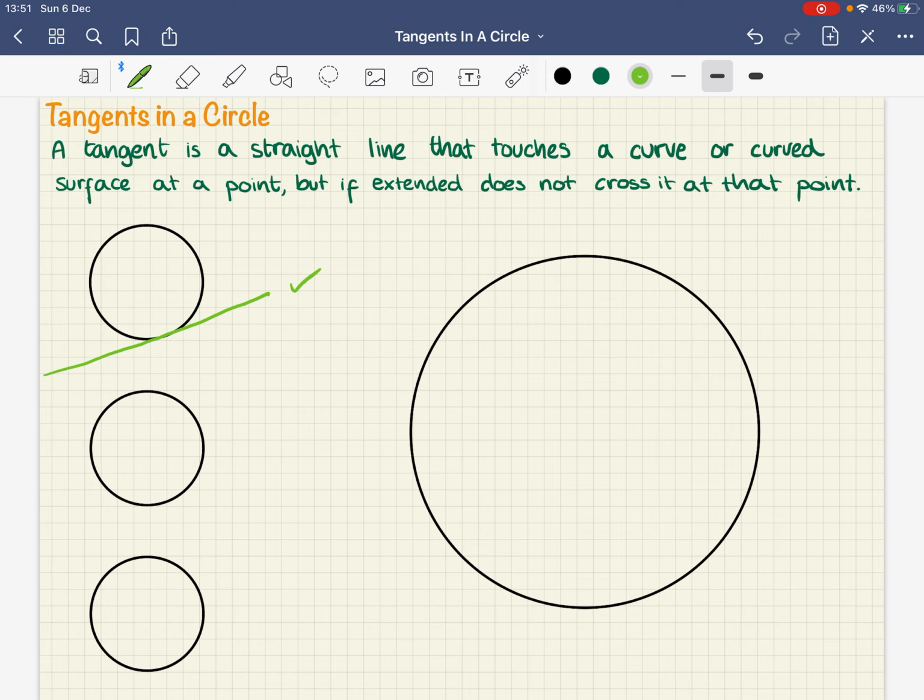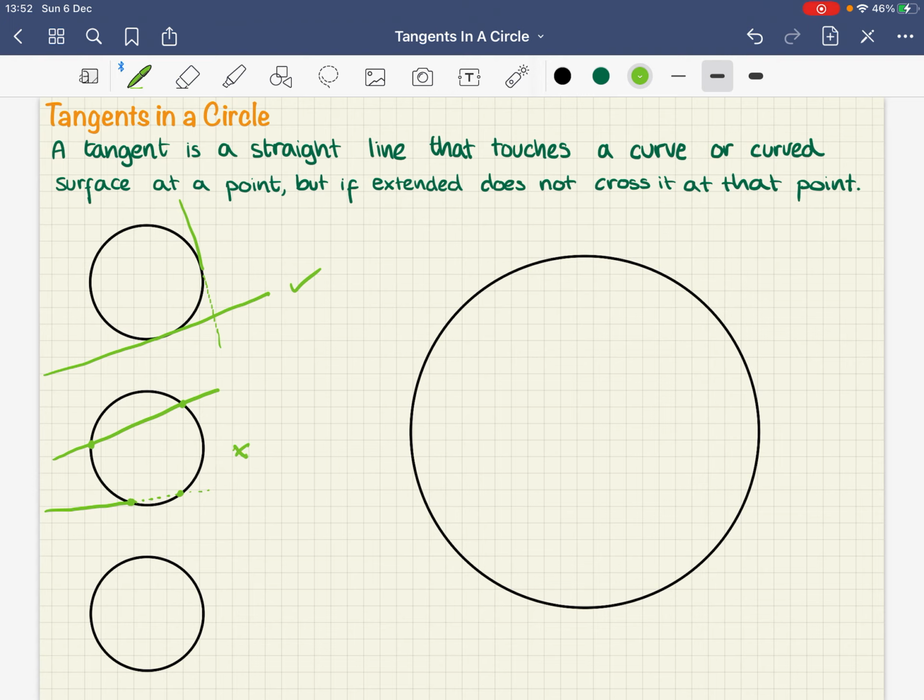So that also includes if I have a line like this and it just stops there, because if I did then continue it on, it will not go through into the circle. Whereas if I have a line like this, that is not a tangent because I've gone through at these 2 points. And another example is if I have a line like that, because then if I did extend it, it's gone through that circle again at those 2 points. So that is not a tangent.